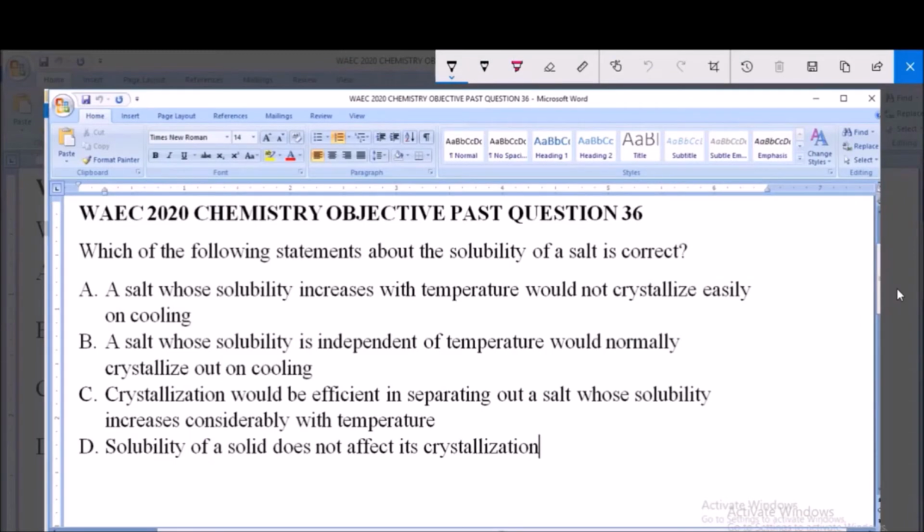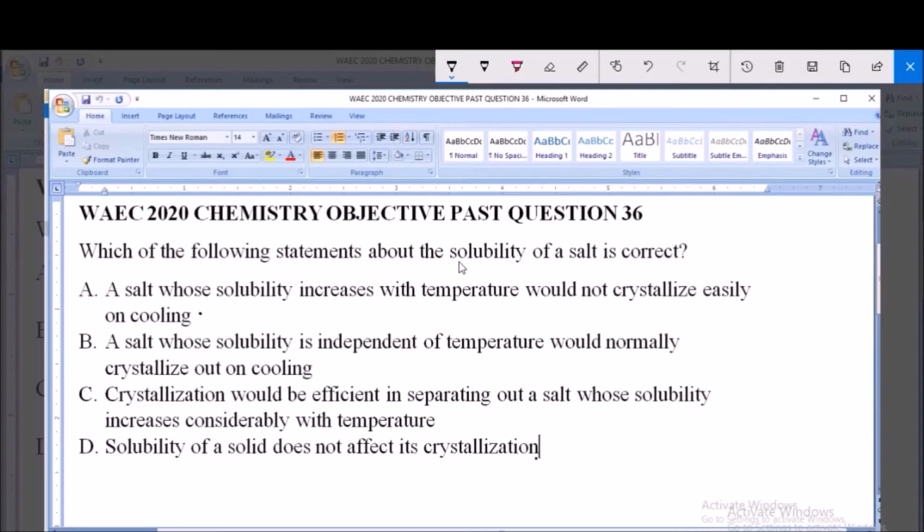Which of the following statements about the solubility of a salt is correct? A. A salt whose solubility increases with temperature will not crystallize easily on cooling. B. A salt whose solubility is independent of temperature would normally crystallize out on cooling. C. Crystallization would be efficient in separating out a salt whose solubility increases considerably with temperature. D. Solubility of a solid does not affect its crystallization.